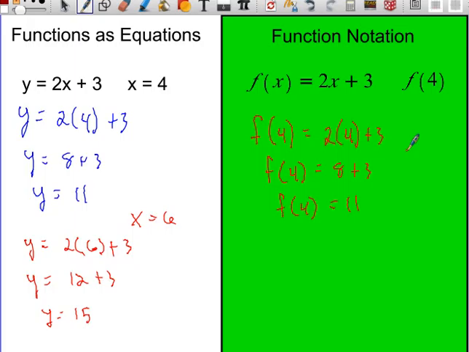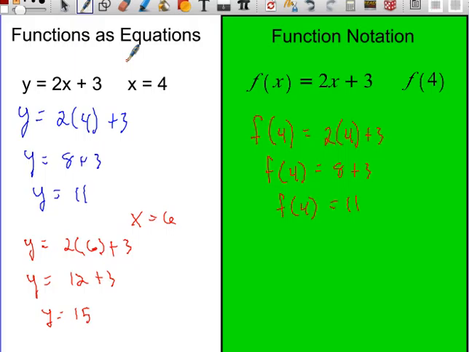Okay? What's going to happen if I plug a 6 in? If I want to find f of 6, the function of 6, what's going to happen? It will be the same answer every time. I'm going to get a 15, because this 2x plus 3 is the same thing I had over here, 2x plus 3. So if I plug a 6 in, f of 6, I'll find that f of 6 is 15. And it will always be 15, no matter what.